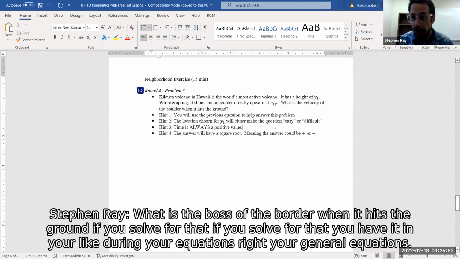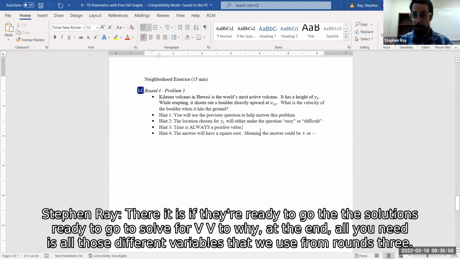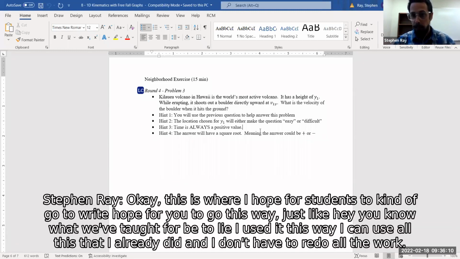If you solve for that, and you have it in your general equations, there it is. It's there, ready to go. The solution is ready to go to solve for V2y at the end. All you need is all those different variables that we used from round 3. This is where I hope for students to go. Just like, hey, you know what? We've solved for V2y. I used it this way. I can use all this that I already did, and I don't have to redo all the work.